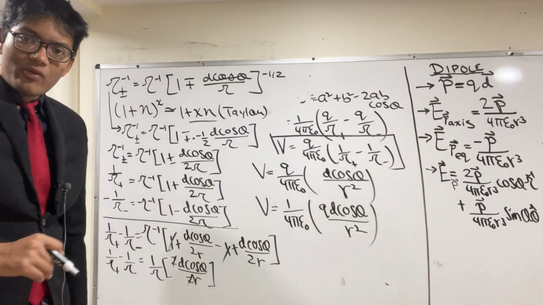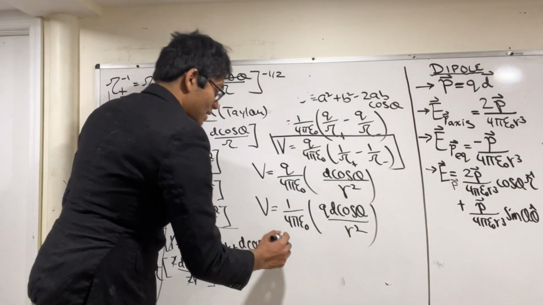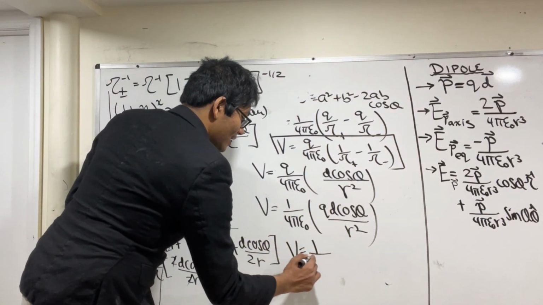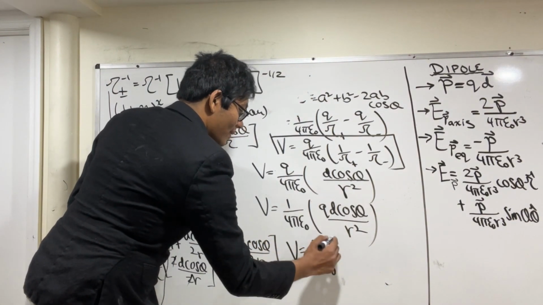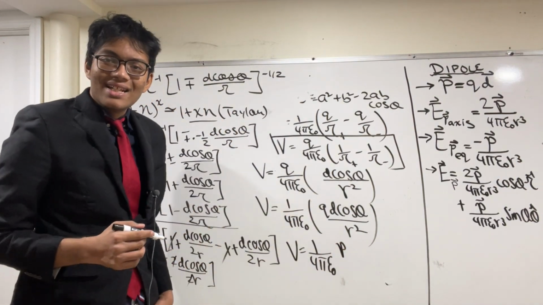qd, I've seen that before. That's the dipole moment. That's the magnitude of the dipole moment. And so the dipole potential is simply 1 over 4 pi epsilon naught, the dipole moment. How can I express that cosine theta in a nicer way?